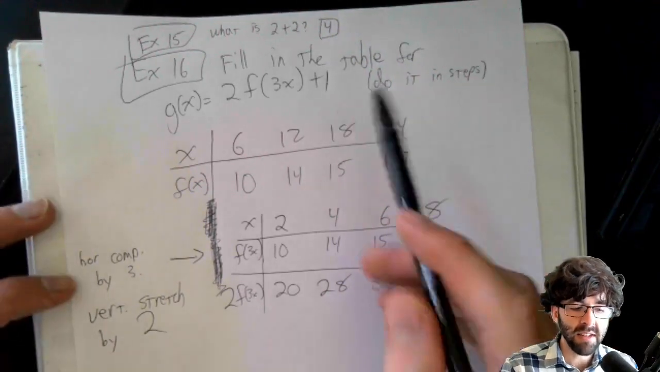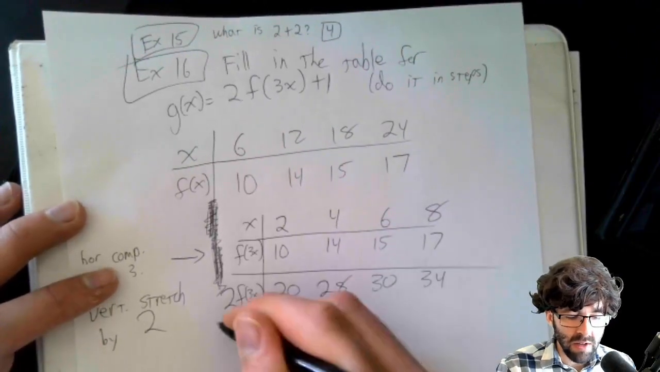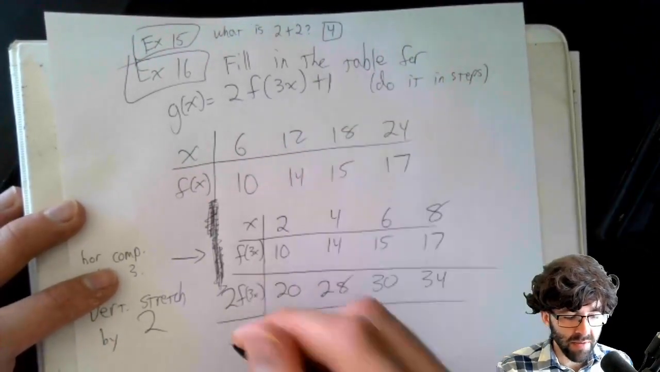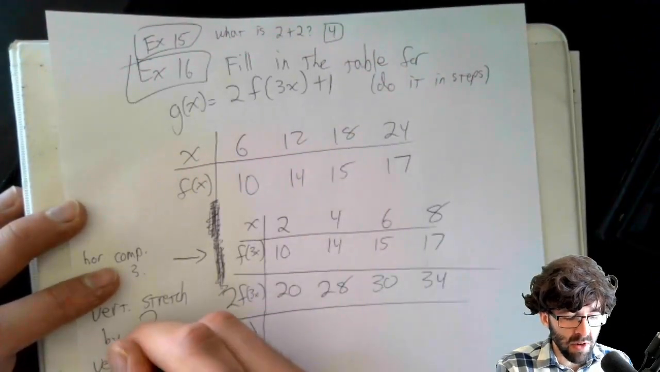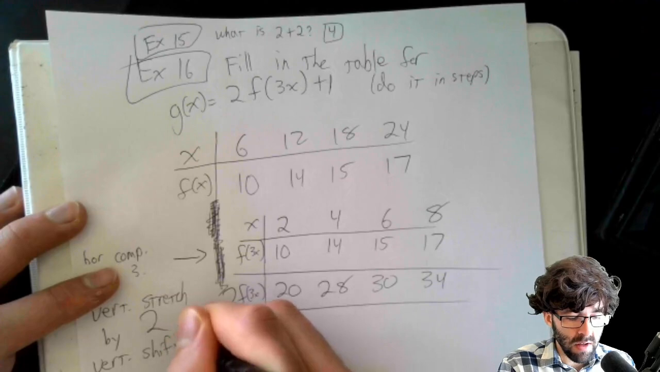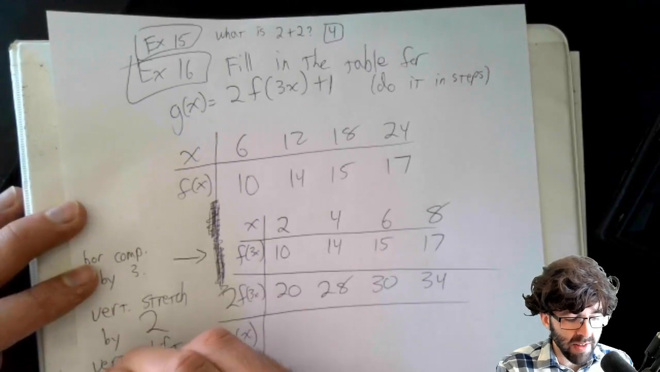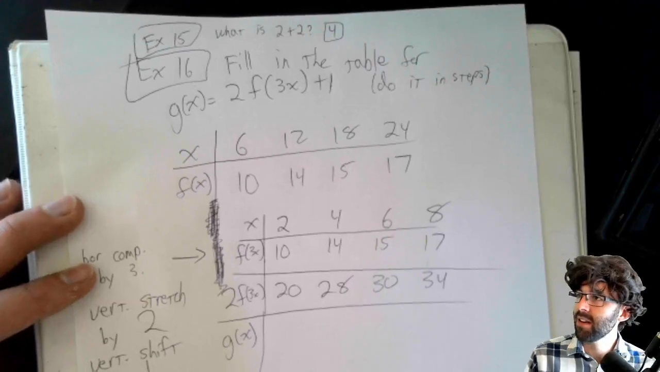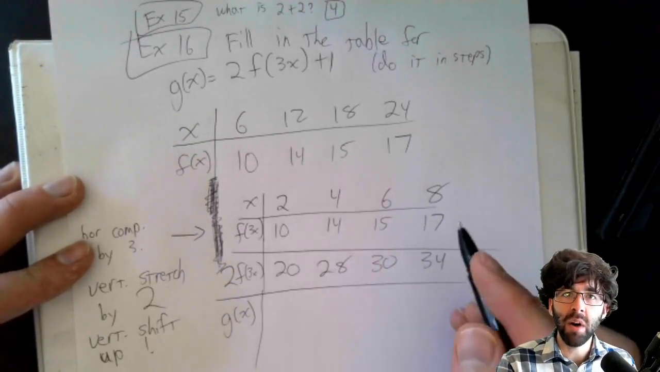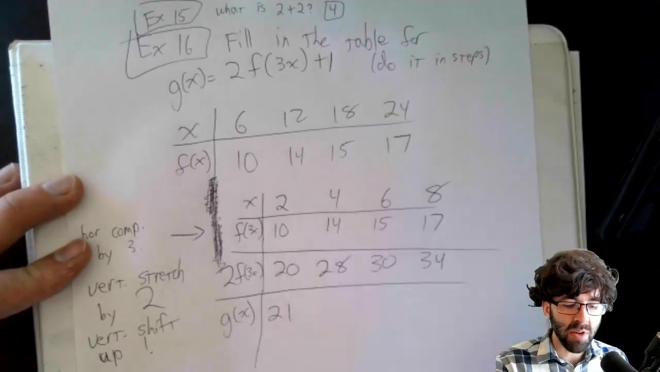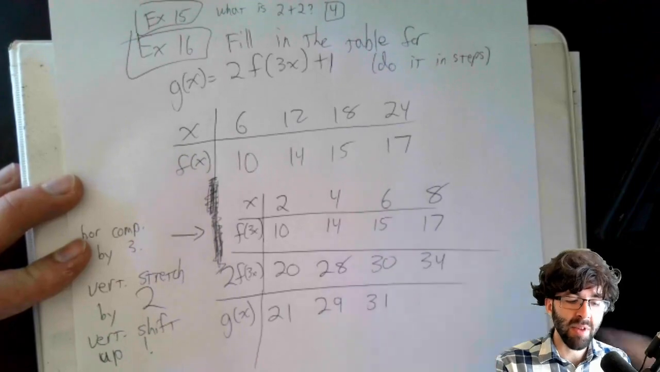All right, and the last function transformation is this vertical shift. So to actually get our g of x, we add a 1, plus 1. So there's a vertical shift up 1. That's an up, that's a u. So just bump all these things up 1. 20 bumps up to 21. 28 bumps up to 29. 30 bumps up to 31.